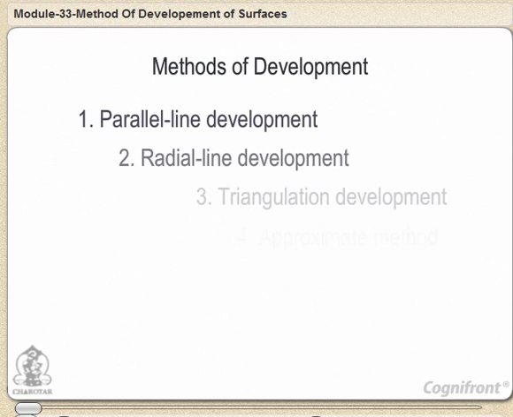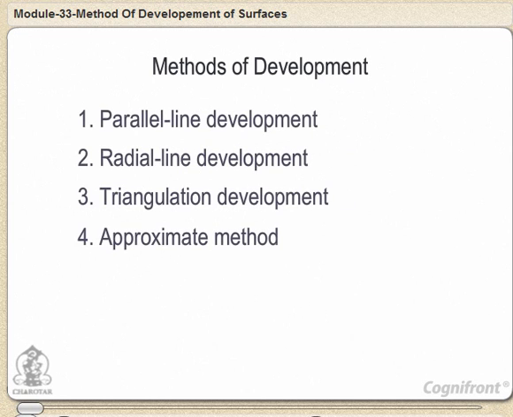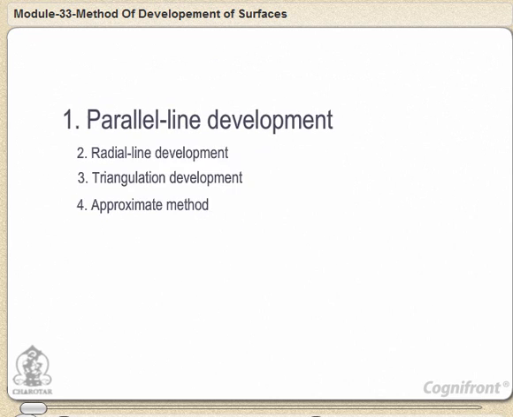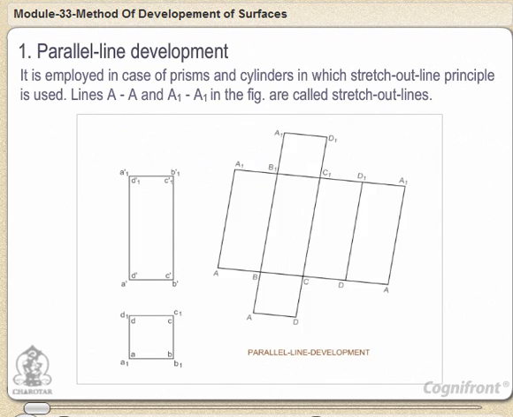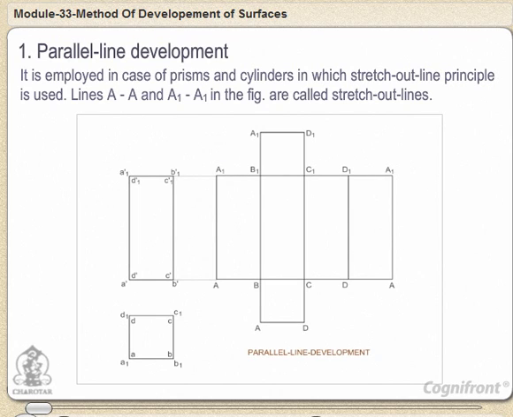Methods of development of surfaces. The following are the principal methods of development of surfaces. 1. Parallel line development. It is employed in case of prisms and cylinders in which stretch out line principle is used. Lines AA and A1 in the figure are called the stretch out lines.